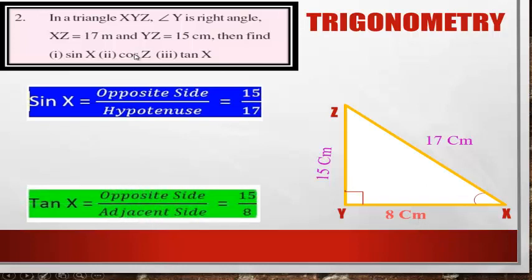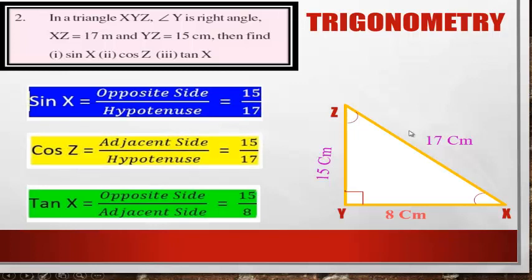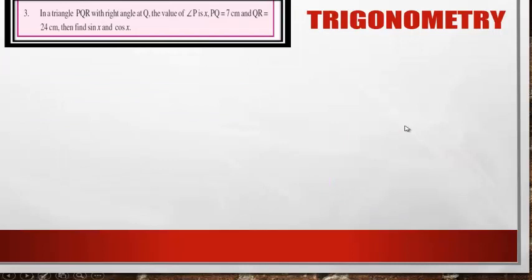And come to the second problem, cos z. For the angle z, we have to find the cos ratio, that is, cos means adjacent side by hypotenuse. For the angle z, the adjacent side is 15 centimeters, that is YZ, so it is 15 by 17. That's it. The second problem is over. Let us see the third problem.